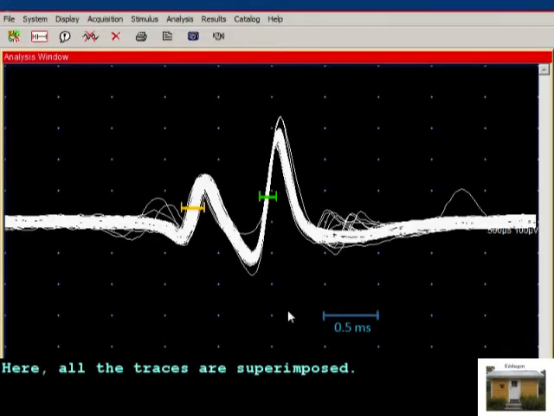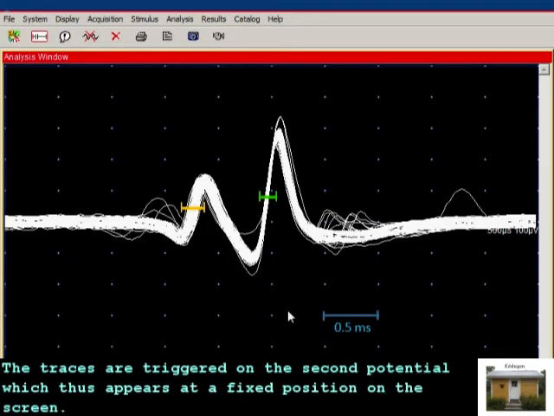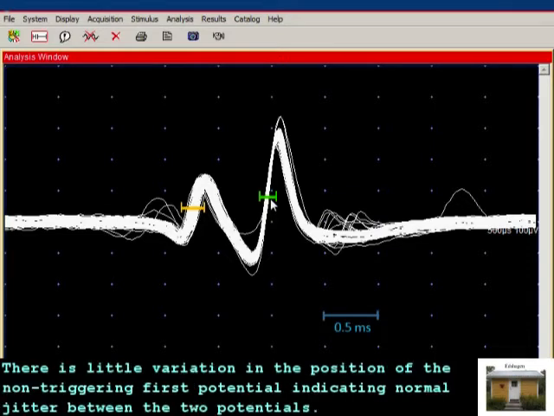Here all the traces are superimposed. The traces are triggered on the second potential, which thus appears at a fixed position on the screen. There's little variation in the position of the non-triggering first potential, indicating normal jitter between the two potentials.